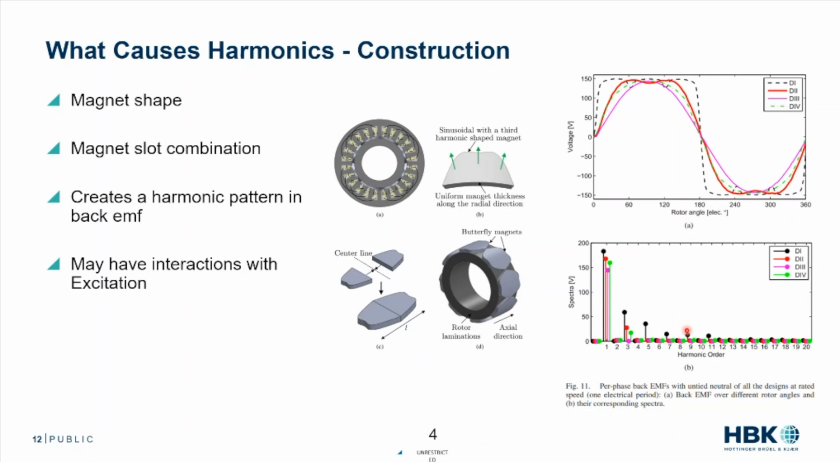That back EMF is interacting with that stator excitation. That can create harmonics in our current, and again, torque, noise, and vibration subsequent from those harmonics. So we need to consider that our rotor shape, our magnetic shape, our stator excitation, our windings, and our control all interact with each other. And that can cause that frequency content.